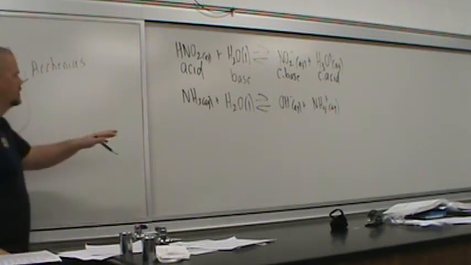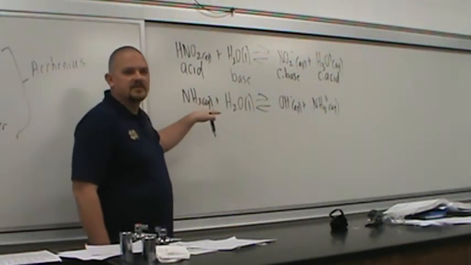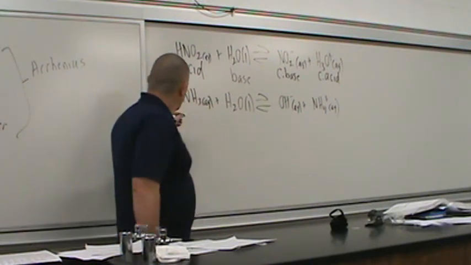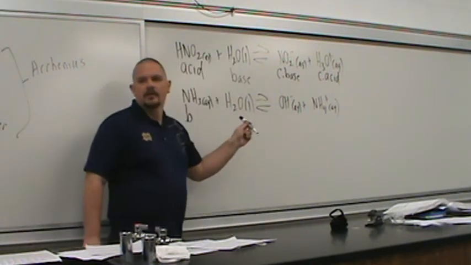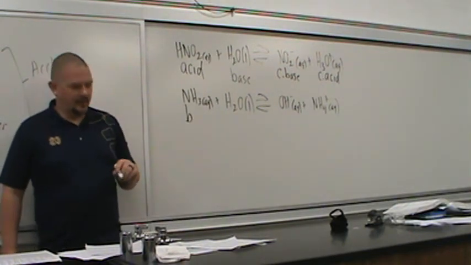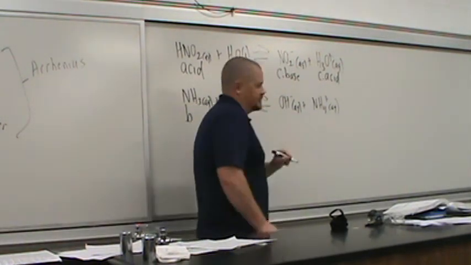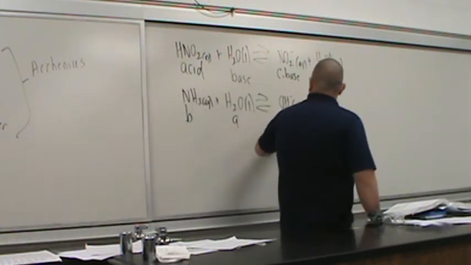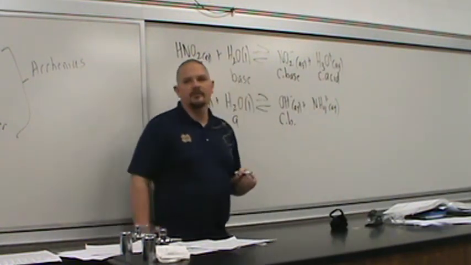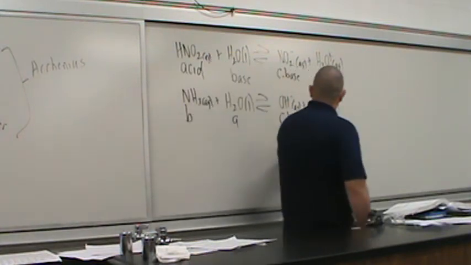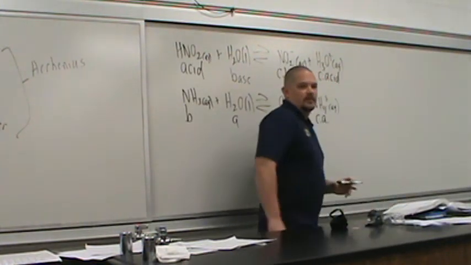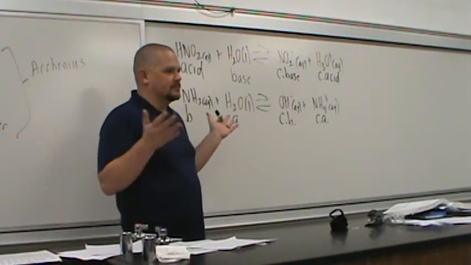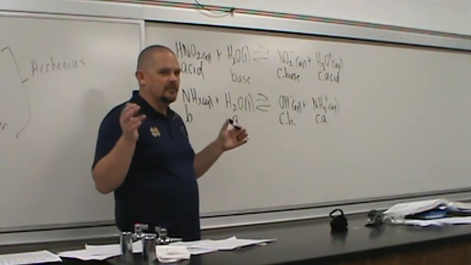All right. Ammonia, NH3, acid or base? Base. Water. Acid. Hydroxide. Conjugate base. And ammonium. Conjugate acid. Is that what we came up with? Yes? Questions? No? Alright, now let's look.